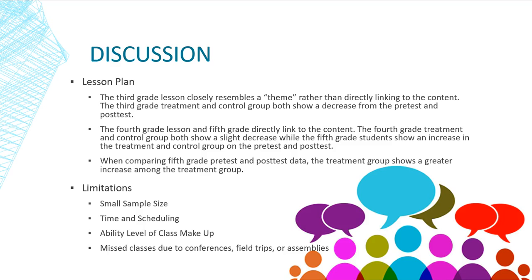The ability of the class makeup is another limitation. At our school, most of our gifted students are in one class mixed in with a few others. And then our ELL students, we have teachers who are ELL certified, so they put a lot of those students in one classroom. So the ability level of the class could also be a limitation. Another limitation is due to missed classes. Some students miss classes due to conferences, field trips, or assemblies, and that also affected the research.